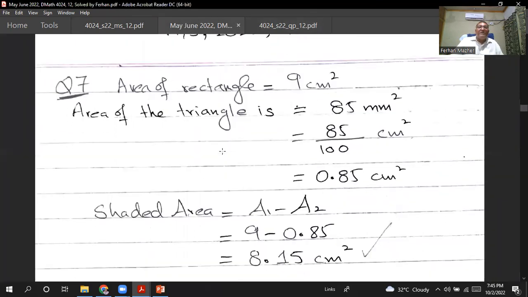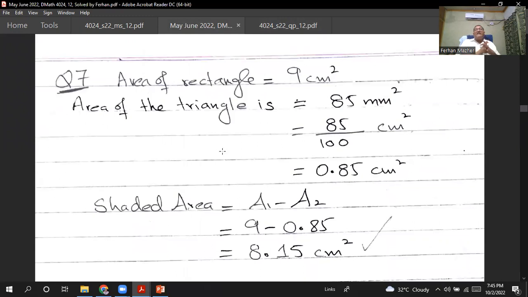So very simple, but the only problem is that the area of the rectangle is in centimeters square, but the area of the triangle is in millimeters square. So we have to convert that into centimeters square. The area of the rectangle is 9 centimeters square. The area of the triangle is 85 millimeters square. To convert millimeters square into centimeters square, you will have to divide by 100. So the area of the triangle will be 0.85 centimeters square. Shaded area will be area 1 minus area 2, 9 minus 0.85, and that will be 8.15 centimeters square.